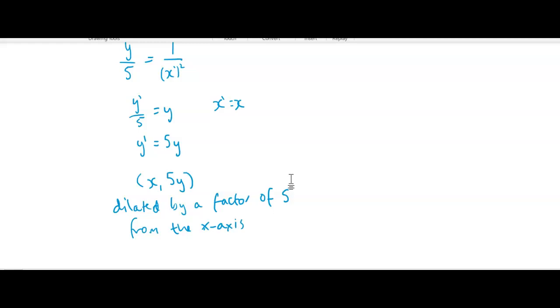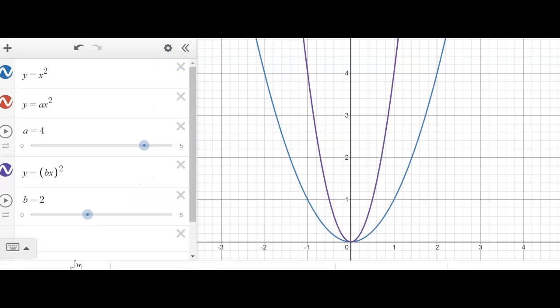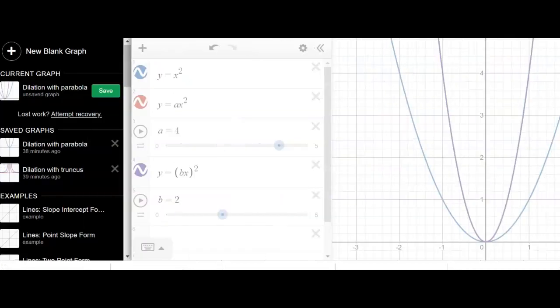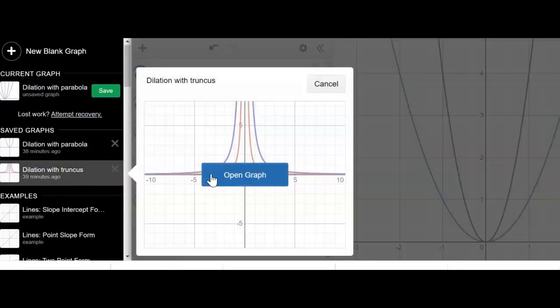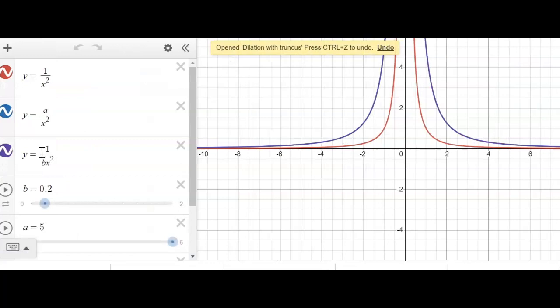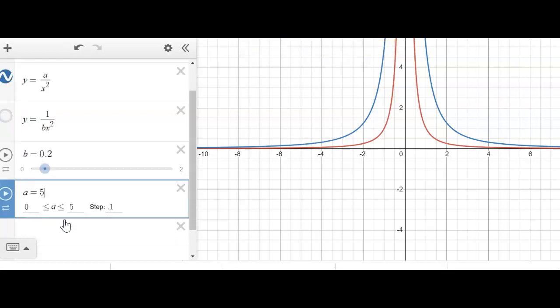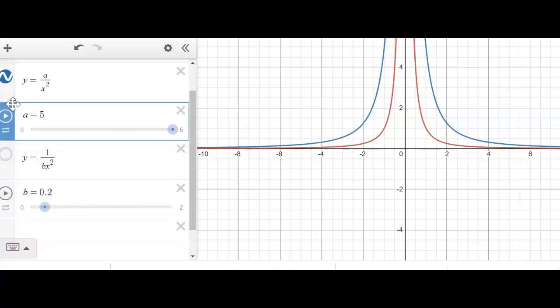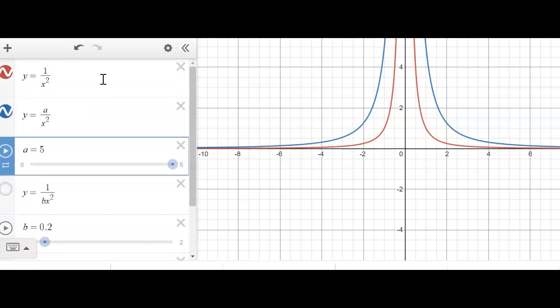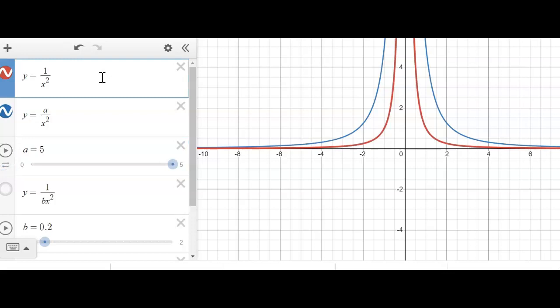Okay, so let's have a look at what's happened there. Let's go back to our graph. Obviously we're not doing a parabola now, but here's one I prepared earlier, a truncus. I'm going to get rid of just that one for now, and I might just move that up so we can see it straight up.